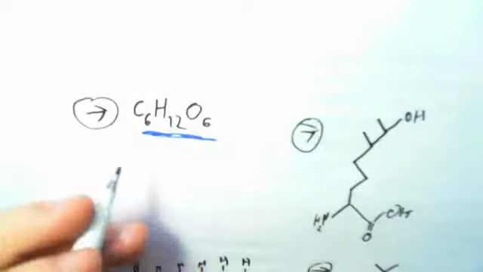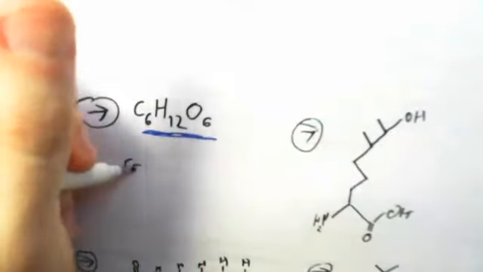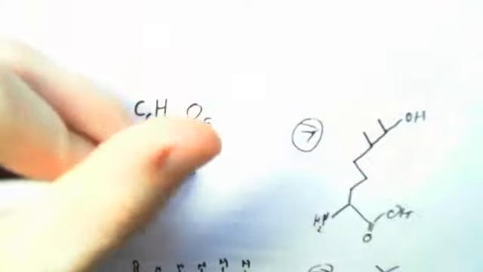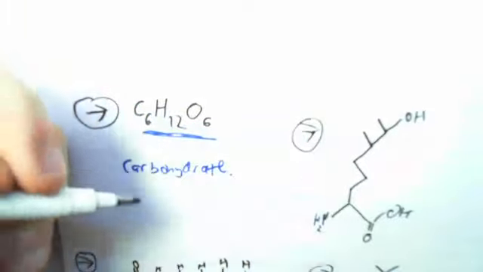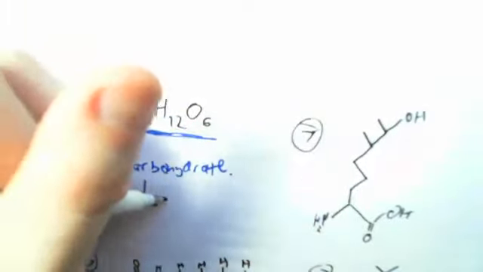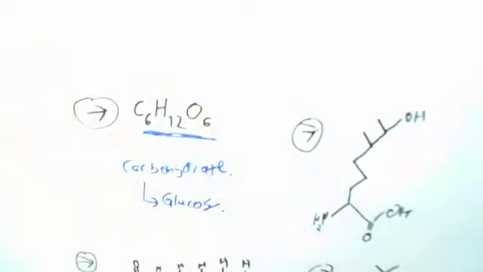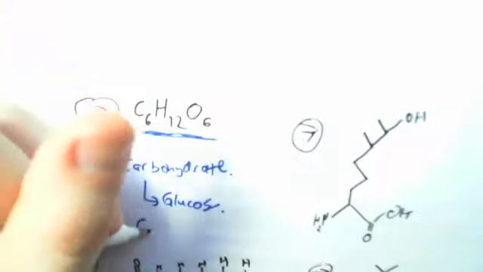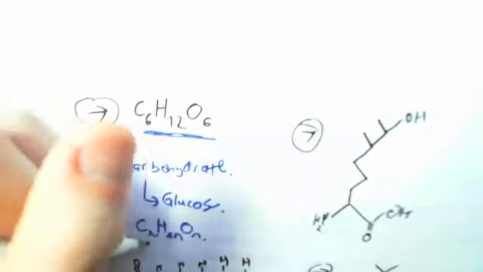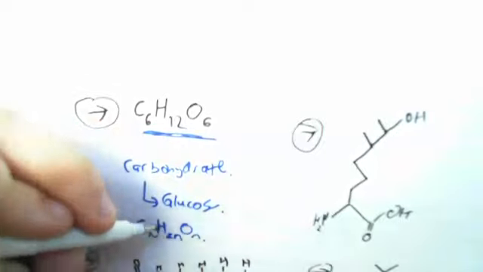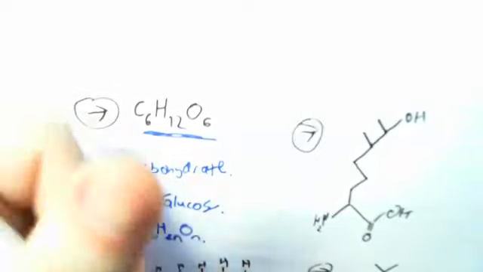We should be able to identify this as a carbohydrate. And you'll probably be able to identify this one as one of the most common ones, which is glucose. So carbohydrate just has the empirical formula CnH2nOn. So there's equal numbers of carbons and oxygens and twice the number of hydrogens in each carbohydrate.